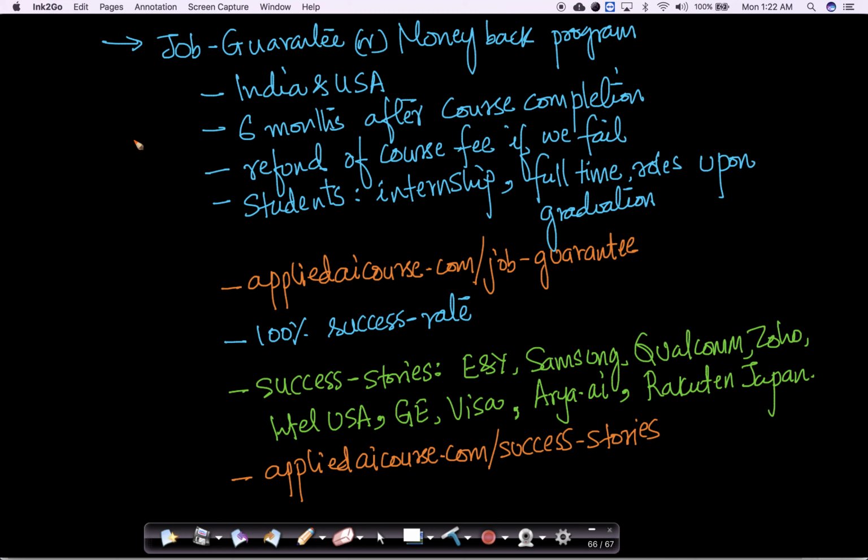In addition to that, a very important aspect of our course is the job guarantee or the money back program. We take this very, very seriously, and this is a very important aspect of our program. This job guarantee or money back is valid for all of our students who are in India and the United States. We currently have a job guarantee program valid in these two geographies. And the core idea in a nutshell is this.